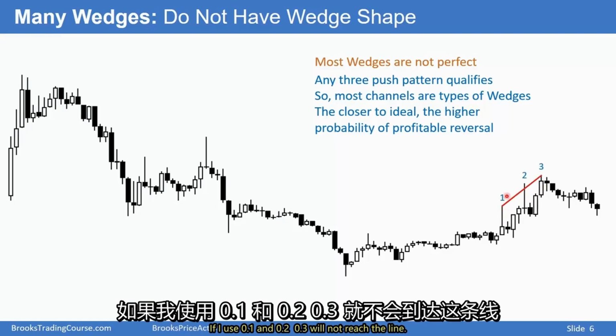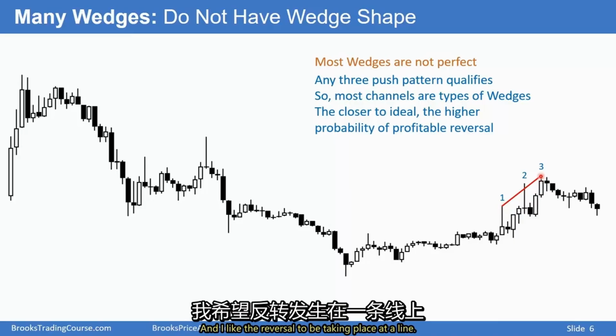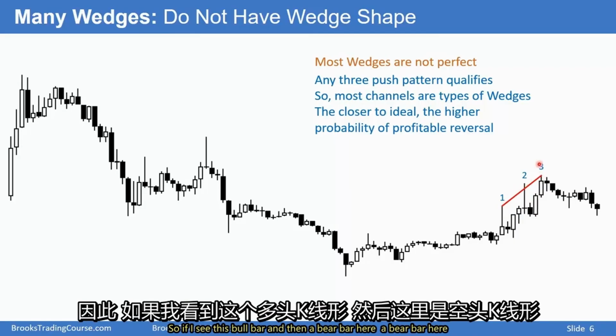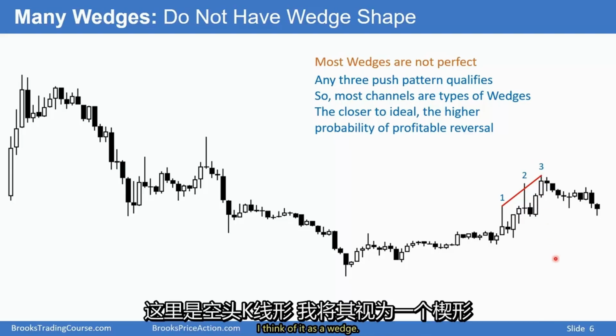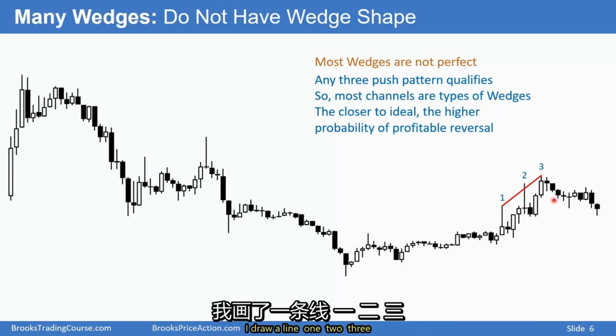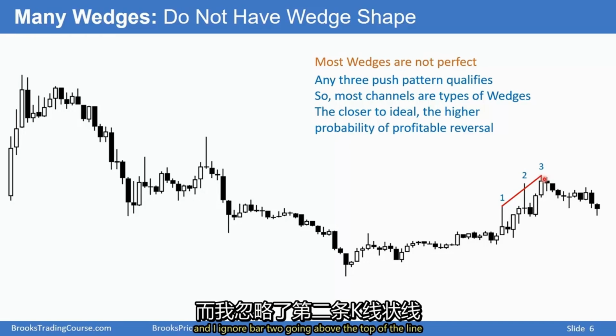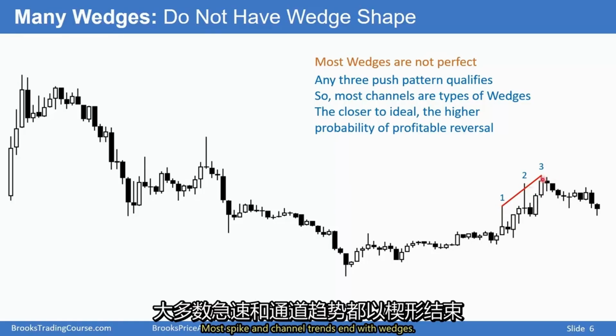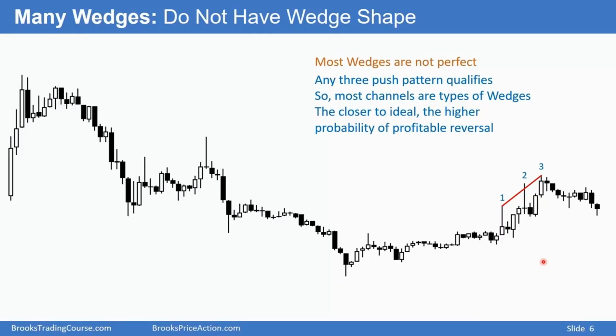3 pushes up, again, I connect point 1 with point 3. If I use point 1 and point 2, point 3 will not reach the line. And I like the reversal to be taking place at a line. So if I see this bull bar and then a bear bar here, I think of it as a wedge. I draw a line, 1, 2, 3, and I ignore bar 2 going above the top of the line, overshooting the line.